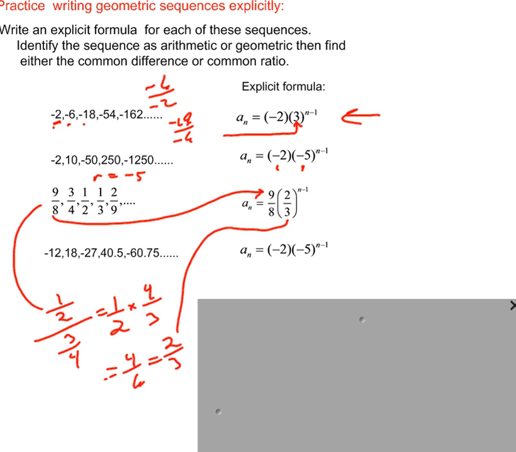And that last one, that should be a negative 12. It starts out with negative 12, and it's definitely not going up by negative 5, so let's just cancel that one right out. But that should give you enough practice. Take care.